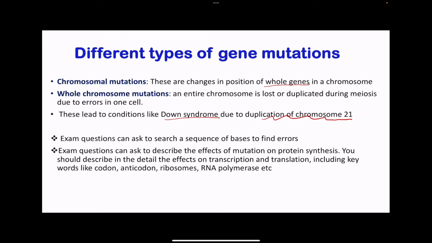Exam questions could ask you to search specific base sequences to find if there are some errors. Also, these same questions could ask you to describe the effects of mutation on protein synthesis. In this case, you should describe in detail the effects, how it affects transcription, how it affects translation, including the codon-anticodon ribosomes, as well as the role of RNA polymerase in transcription.